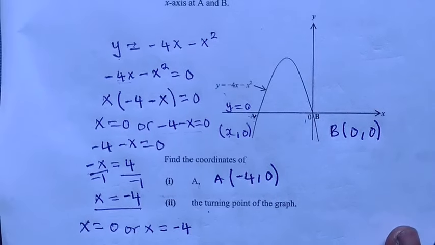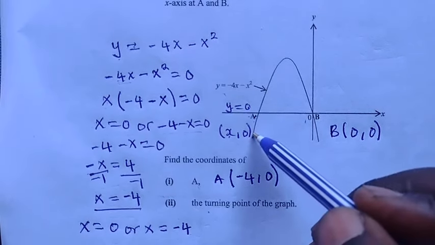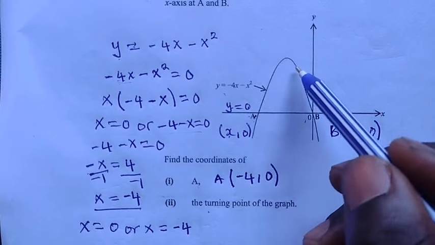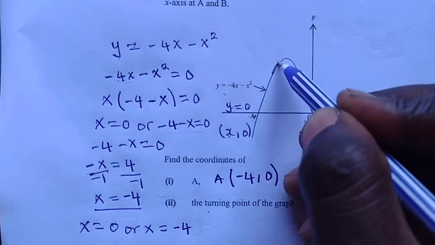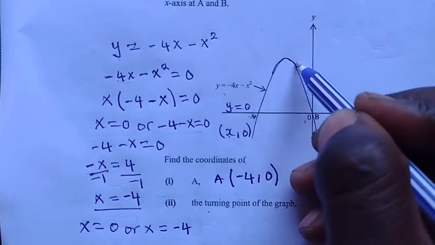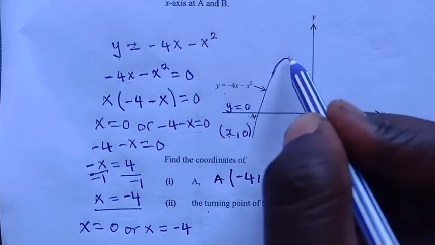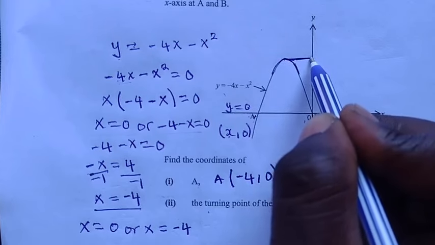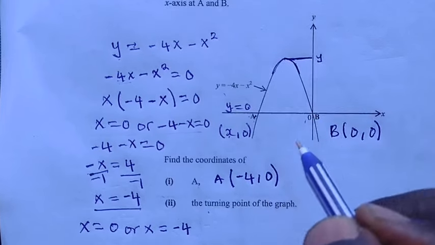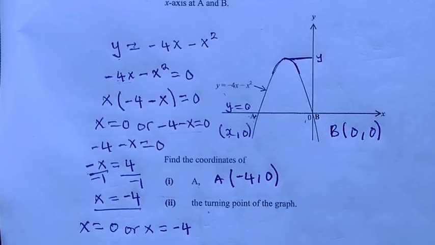So the coordinates of the turning point, you can see this graph, the way it's coming like this. Where it's making a turn, it's making a turn right here. So they need to find the coordinates of this turning point. To find them, we are going to need the y coordinate right here, and we are going to need the x coordinate. So first thing, we need to find the x coordinate.